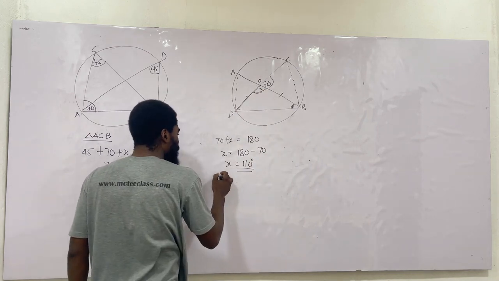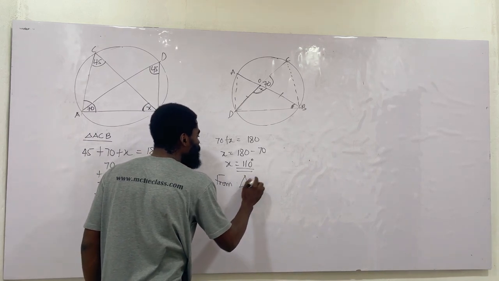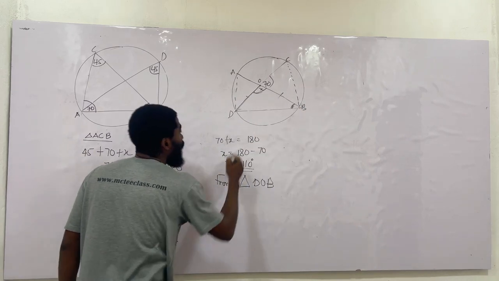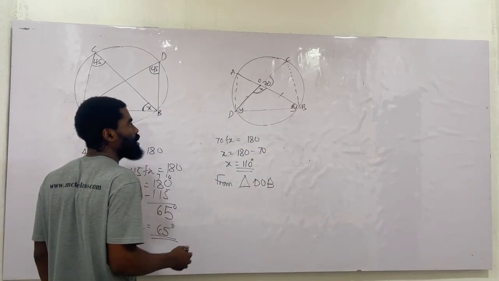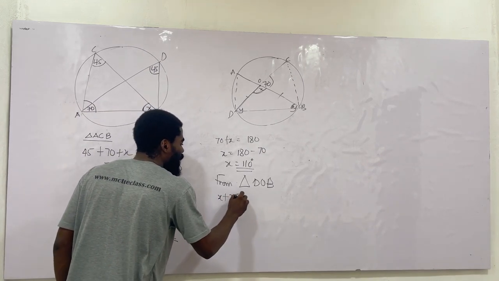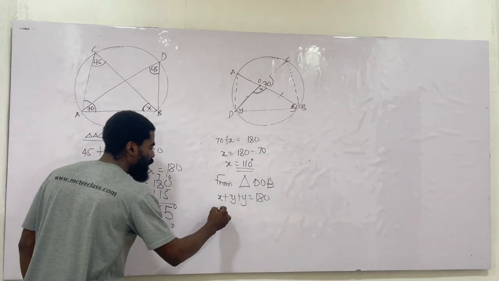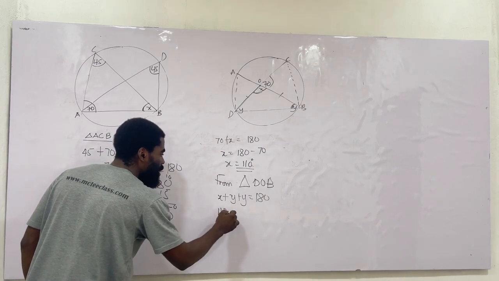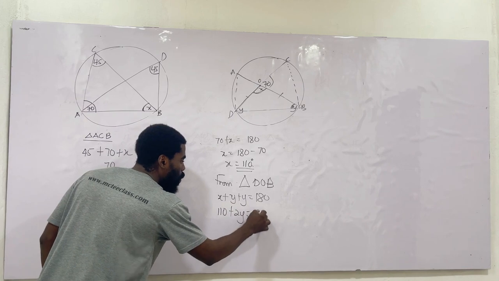Okay, so now that I have X, with what I have just said, that this is an isosceles triangle, then I'll say that from triangle DOB, I'm putting an angle Y here and an angle Y there because the angles are the same. So I'll get X plus Y plus Y equals 180. But I know X is 110. So 110 plus 2Y should be equal to 180.